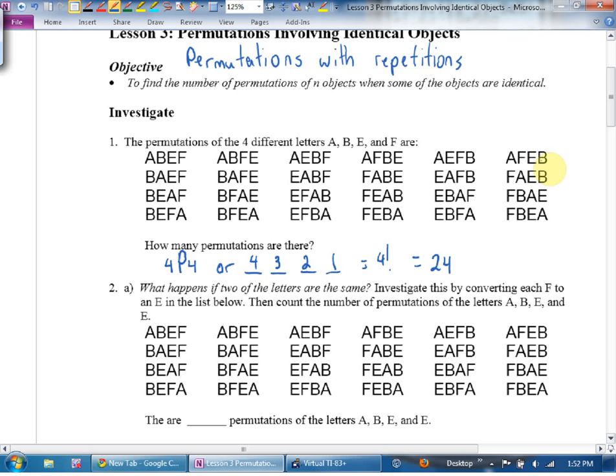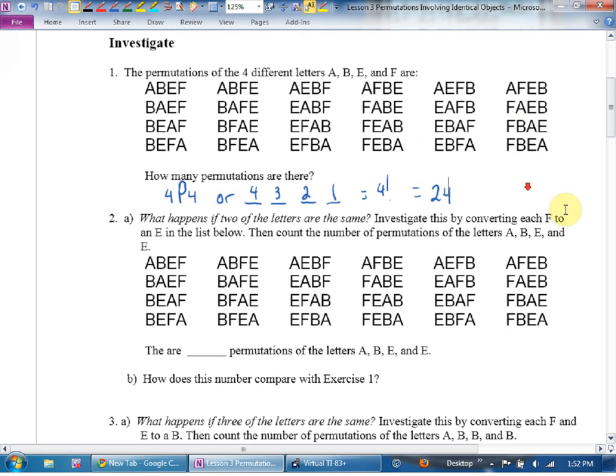What happens if two of the letters are the same? We're going to investigate this. What we're going to do is everywhere you see an F, turn it into an E like that. Do it for every single one in example two. Turn all of the Fs into E's. And so what we're saying is, what if you have two E's in every word? So do this, please.